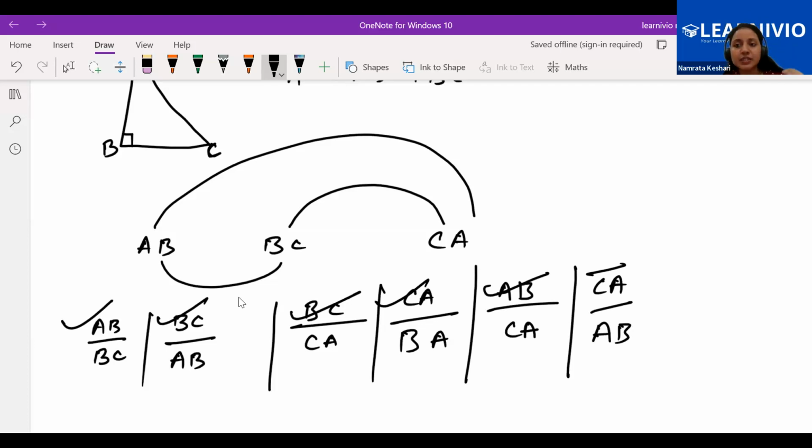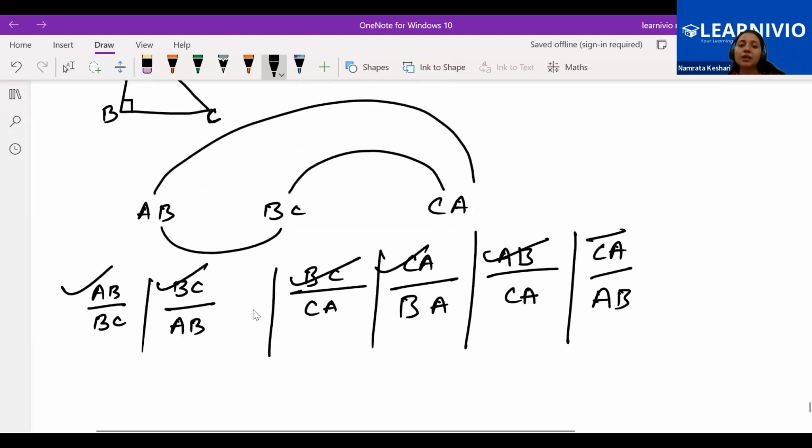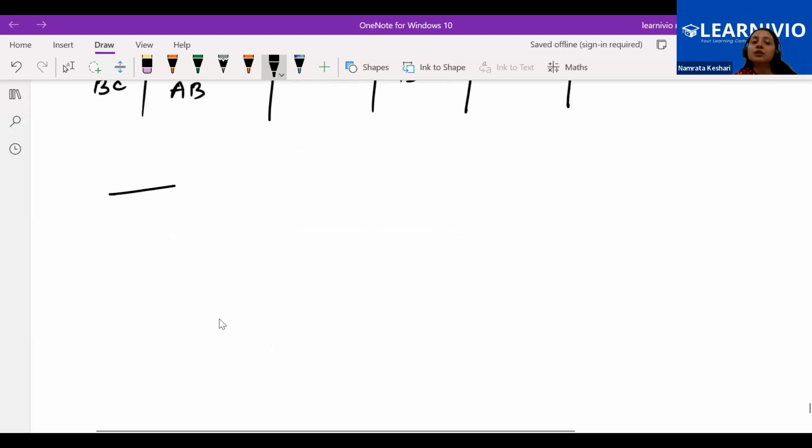Three sides की help से हम लोग 6 ratios create कर पा रहे हैं अपने से. Okay, so that's why in this trigonometry chapter you will see that total we are having 6 trigonometric ratios. Total 6 trigonometric ratios are there.